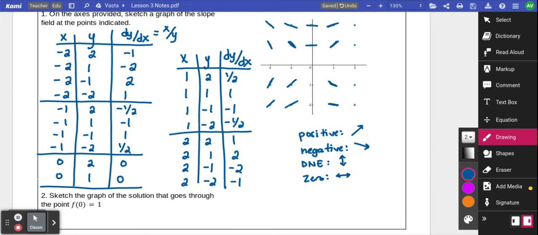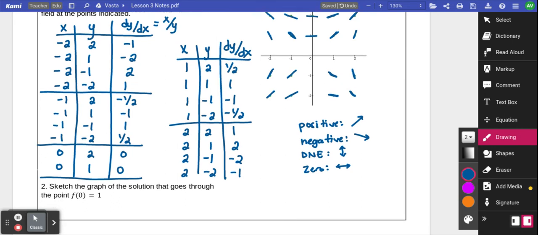And then we're going to have a slope that is +1, +2, -2, -1. And that would be my slope.